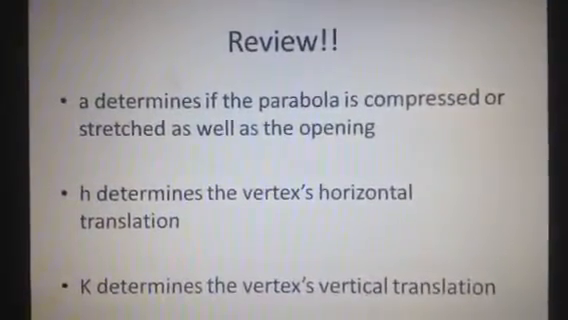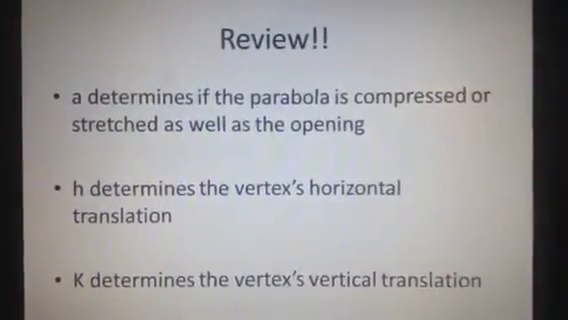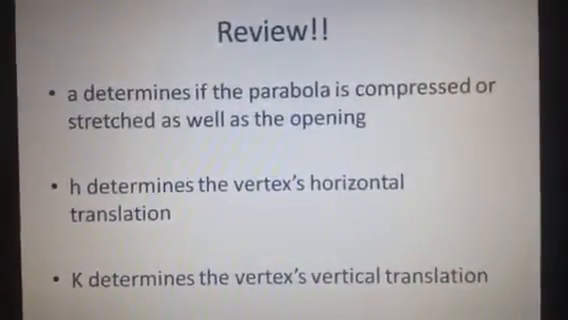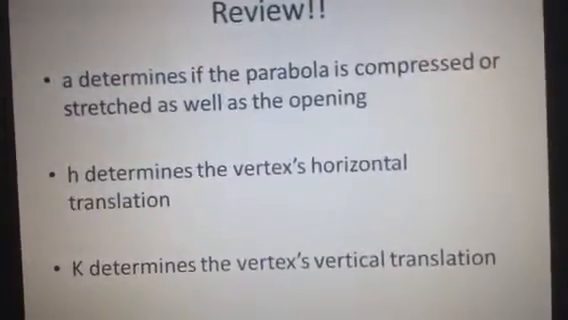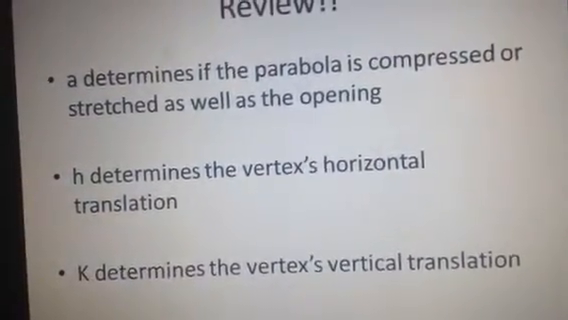So A determines if the parabola is compressed, which means that it is wider, or if the parabola is stretched, which means that it is thinner. A also determines the opening of the parabola, whether it is facing upward or downwards.